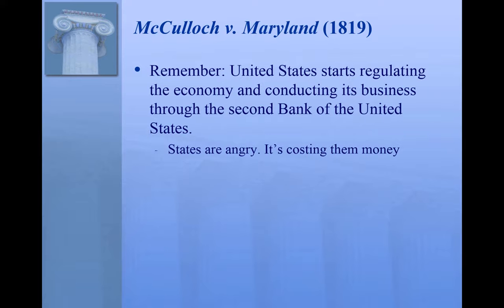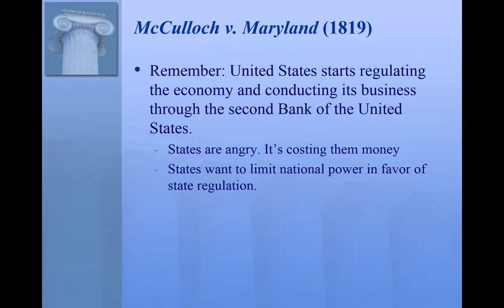Most of the banks in the United States are incorporated by the states at this time. And so they see the Bank of the United States as a threat. And banking interests are very powerful, and just like today, those bankers start lobbying their state legislatures to limit the national power in favor of state regulation. And they focus on this Bank of the United States because if they can win this case, then all sorts of other limitations will apply in other areas to the national government.